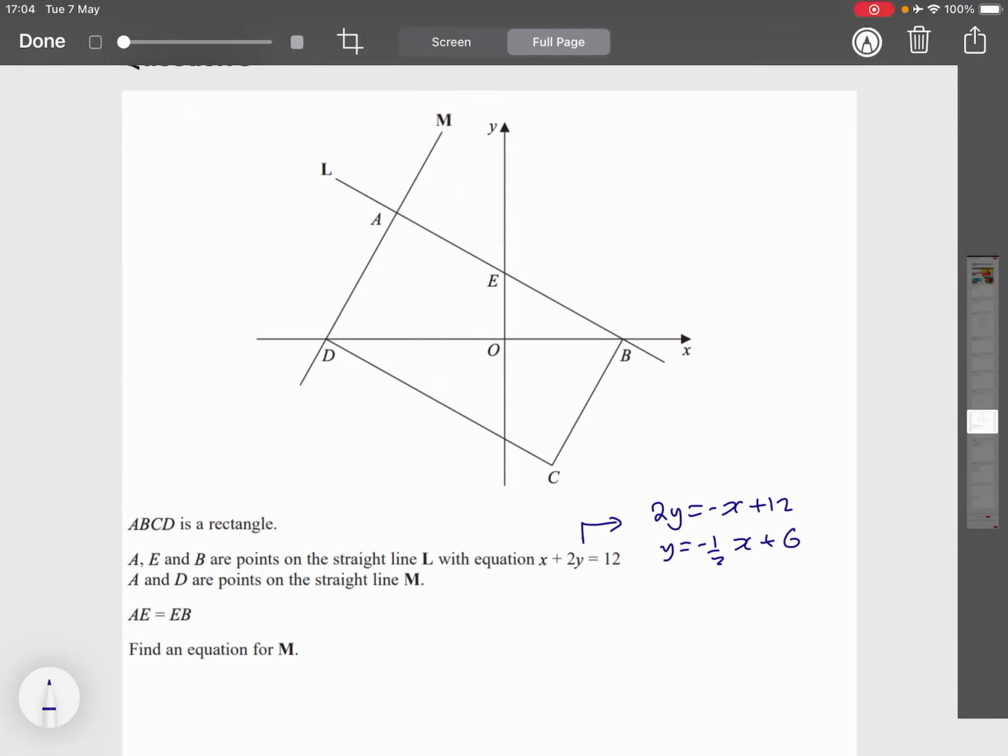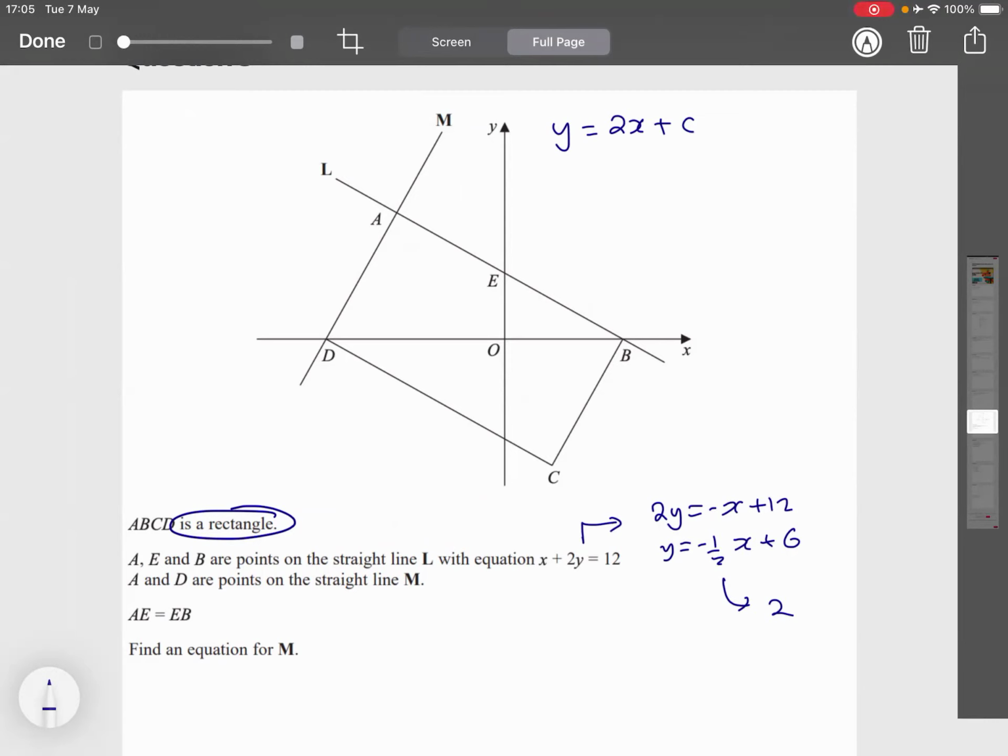Therefore, since L and M are perpendicular because it's a rectangle, then the line M must be of the form y equals 2x plus c, because the negative reciprocal is 2. And also it's going upwards, we can tell that looks correct so far. But the y-intercept is the hardest part to work out for this question.